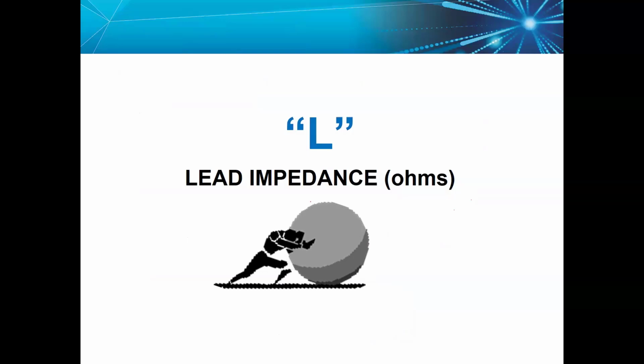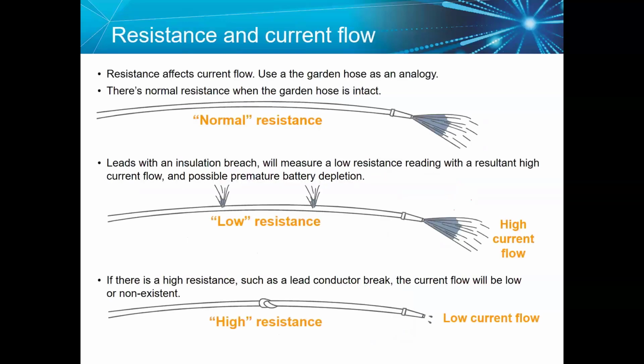then PPL, for lead impedance. As we know, impedance reflects resistance to current flow. Resistance affects current flow. Use the garden hose analogy here, normal resistance. Okay, here low resistance means insulation break, and here fracture means high resistance.